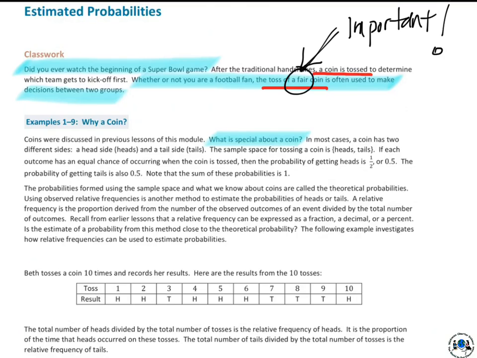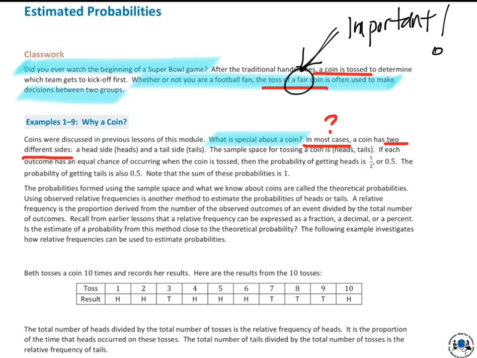So, examples 1 through 9. It's going to take us all the way through this lesson. Why a coin? Coins were discussed in previous lessons of this module. What is special about a coin? And we talked about that. In most cases, a coin has two different sides.